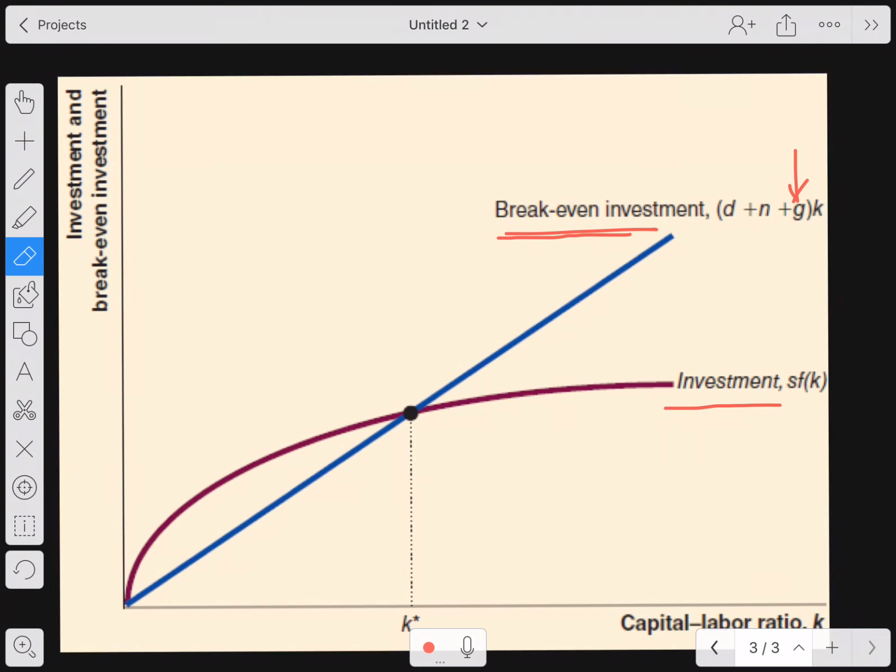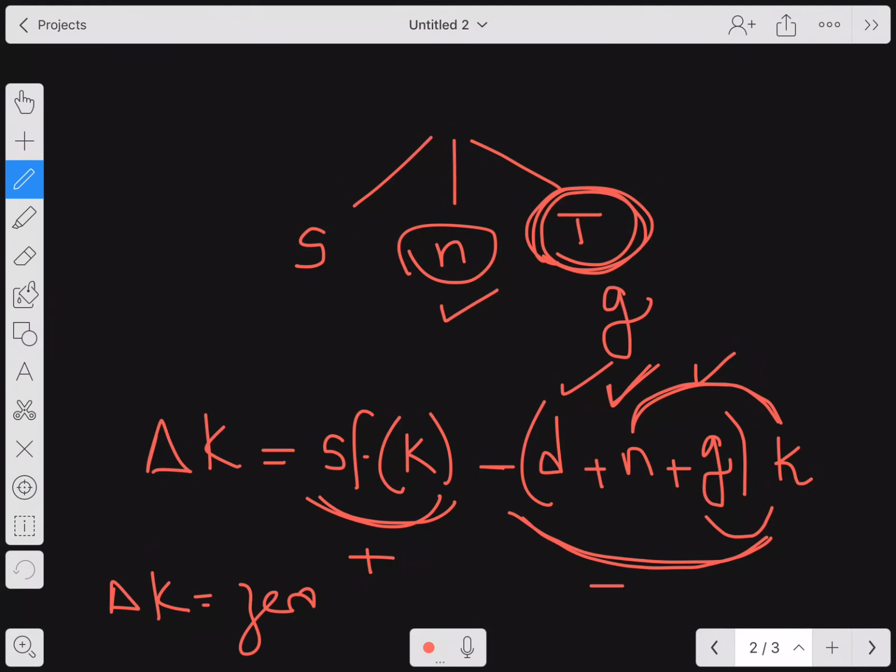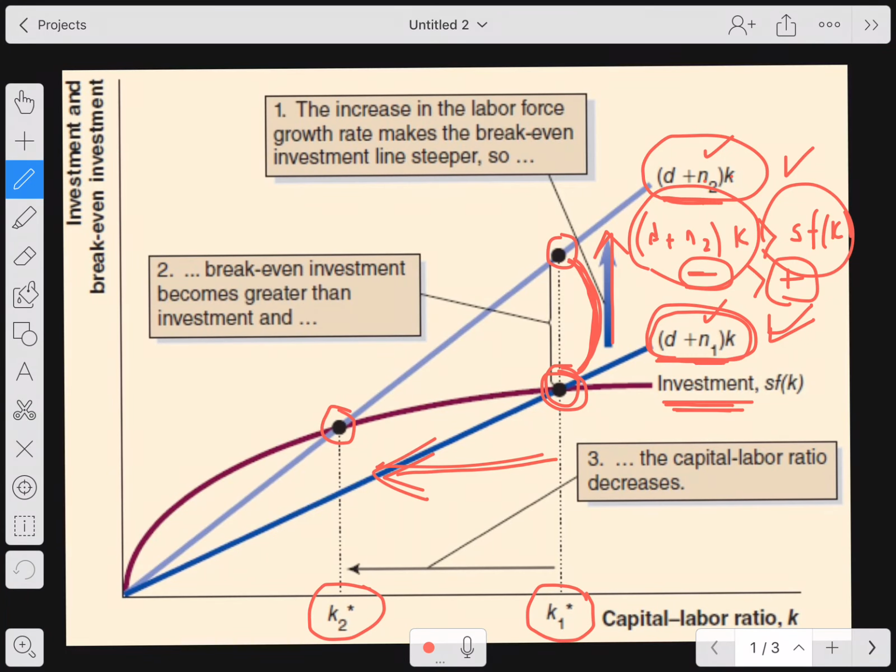So the point at which we have K star here is simply called the break-even investment, at which the positive force is equal to the combination of the different negative forces, or three negative forces. And of course, you can just repeat the same analysis that we had in the previous slide. What's going to happen if g increases? Just look at this graph and repeat the same reasoning. If g increases, I'm going to have a line in which d plus n is constant, but I have, let's say, g2, and everything is multiplied by K. And then you just follow the same exact reasoning.